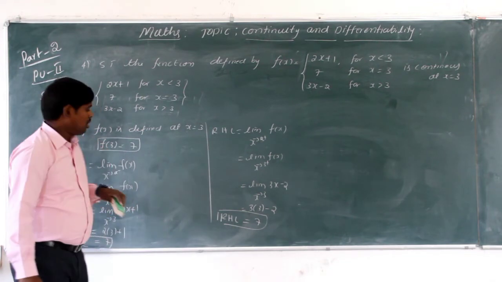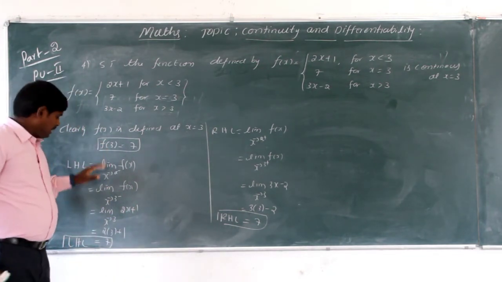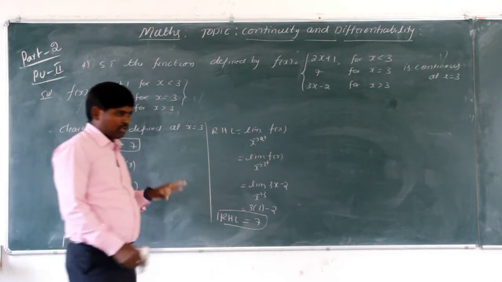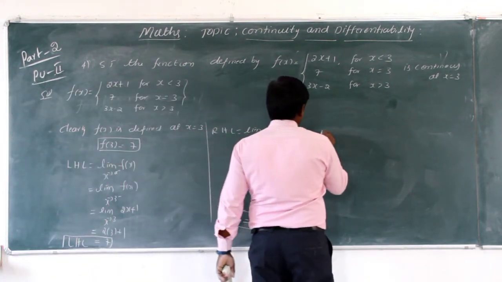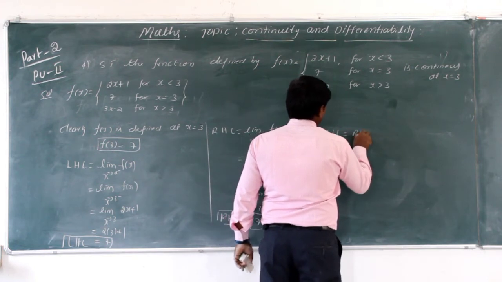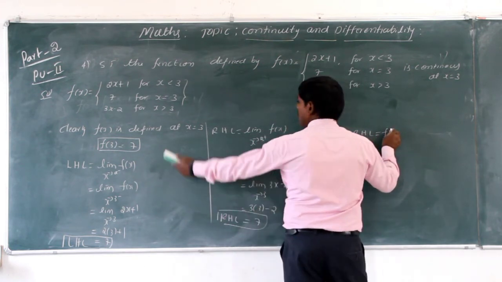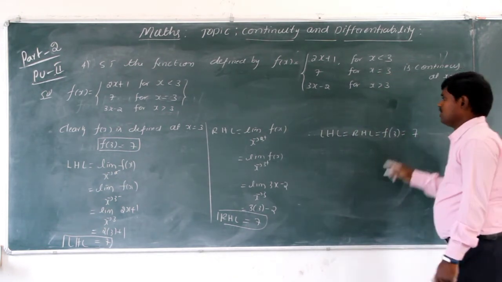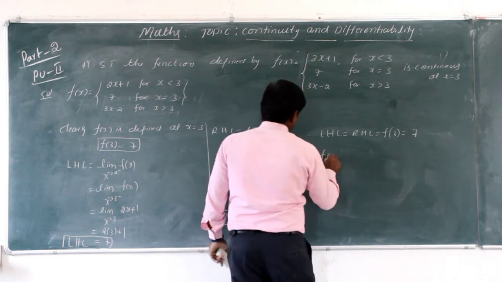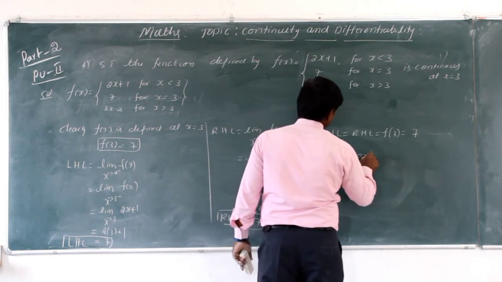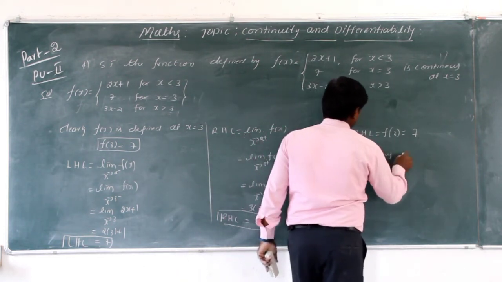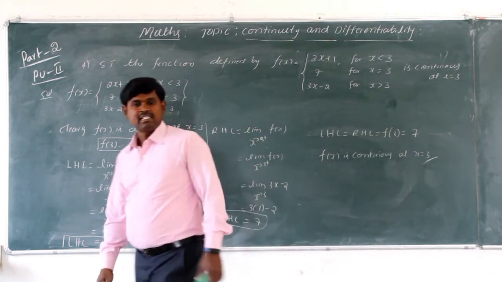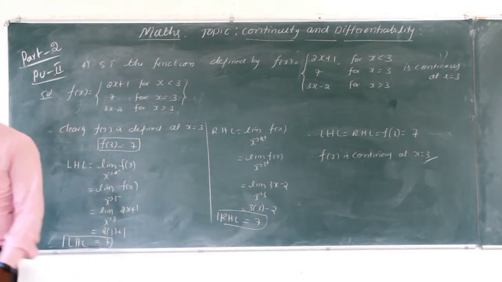So observe all the three things, that is right hand limit, left hand limit, and value of the function are all equal. So therefore, left hand limit is equal to right hand limit is equal to value of the function f of 3. So all the values are the same, that is 7. So therefore f of x is continuous at x equal to 3. So at this particular point, the given function is continuous. Correct or?